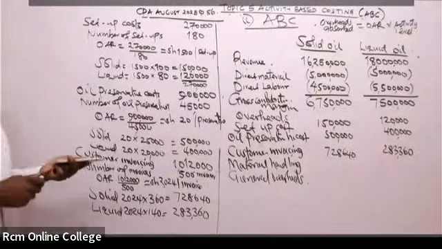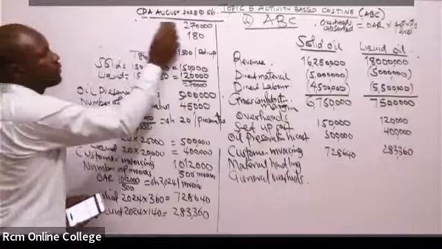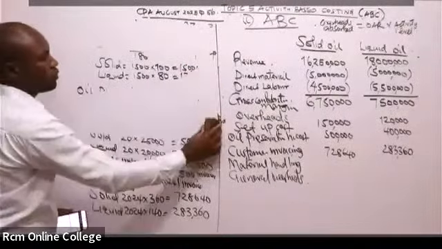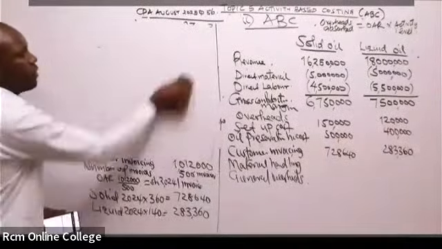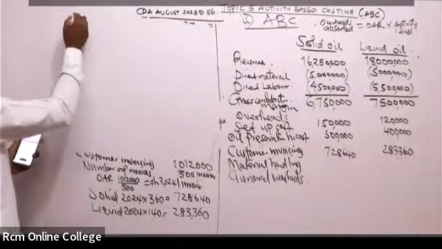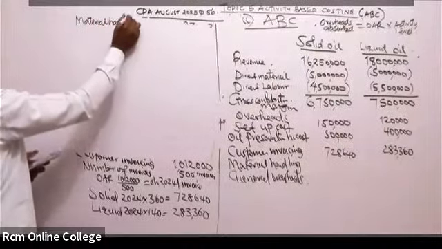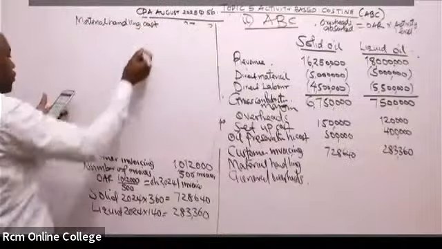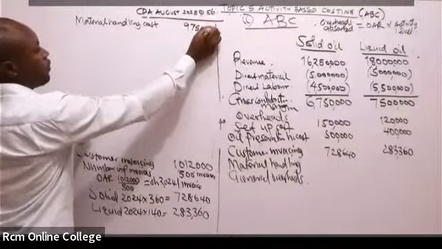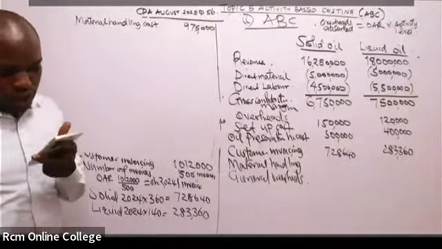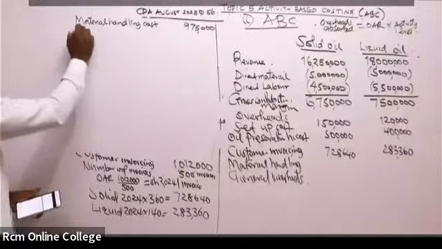Material handling cost. I'll do away with this section because of space. Material handling cost, we have 975,000. How do we distribute this? It is dependent on the number of batches. Number of batches. So can we get number of batches?